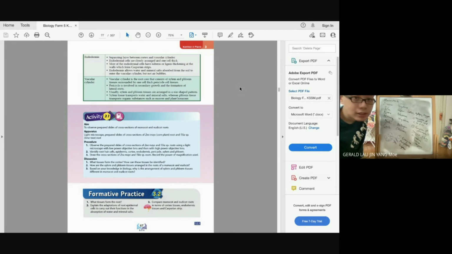Vascular cylinder, you know, the vascular bundle is xylem and phloem. At the root core, there are xylem and phloem, and the pericycle is involved in secondary growth. Xylem and phloem tissue are arranged in a star-shaped pattern, or the plus shape also can. Xylem tissue transports water and mineral salt, whereas phloem tissue transports organic substances such as sucrose and plant hormone. I think that's all.